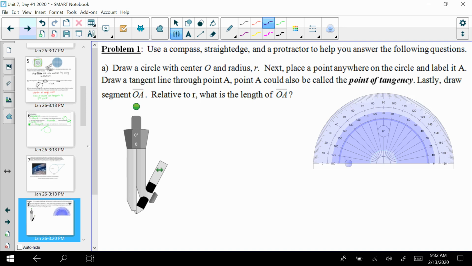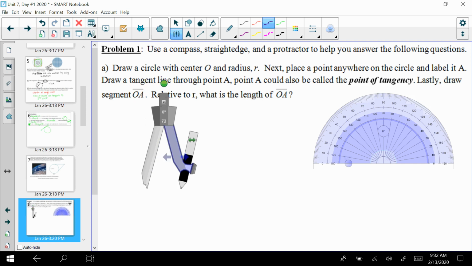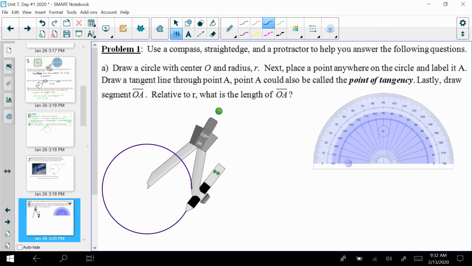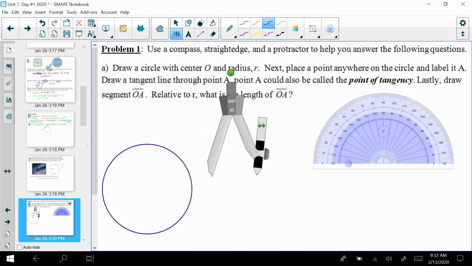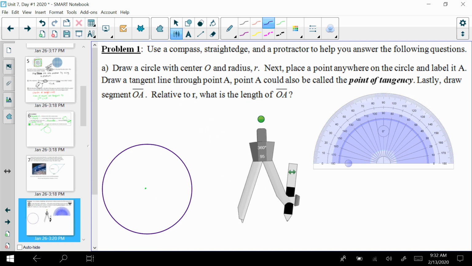All right. So at the bottom of page 3 here, we're going to draw a circle with center O and radius R. So I'm going to draw myself a circle with my compass. And the center is O and the radius is R. Next, place a point anywhere on the circle and call it A. I'm going to call this point A. Draw a tangent line through the point.